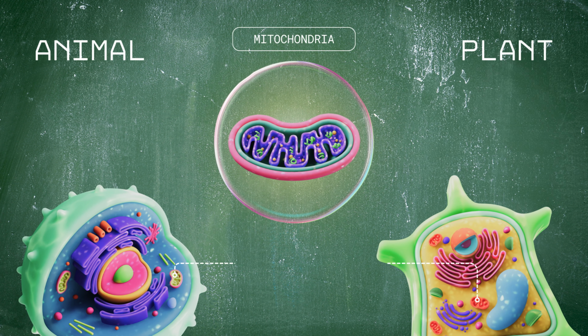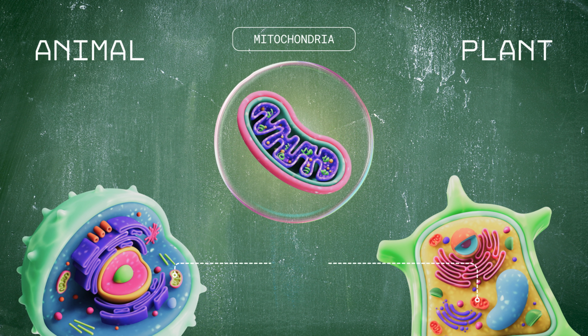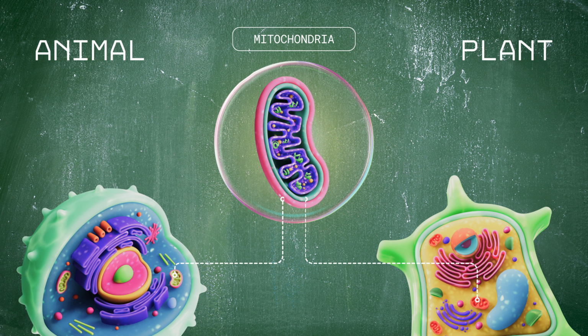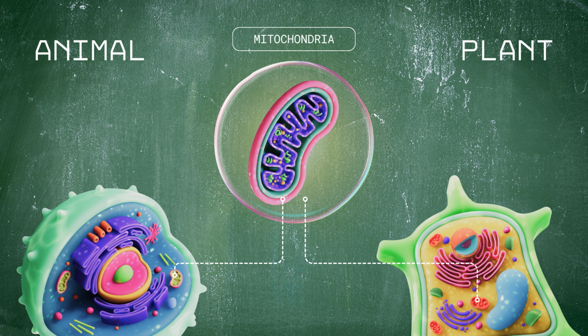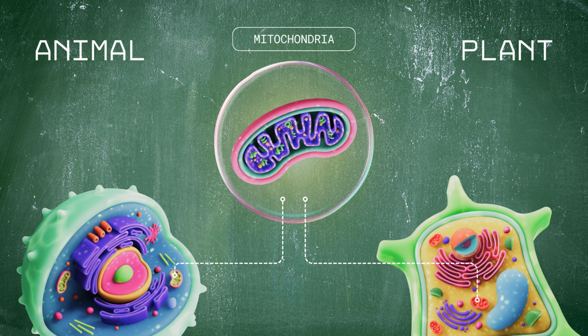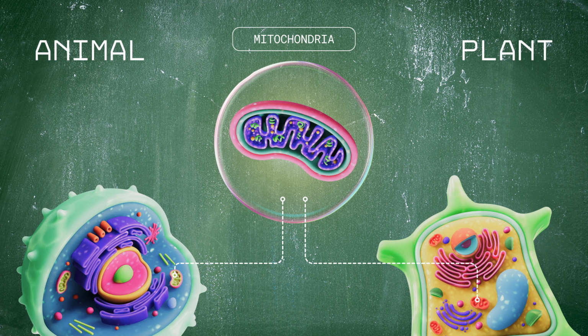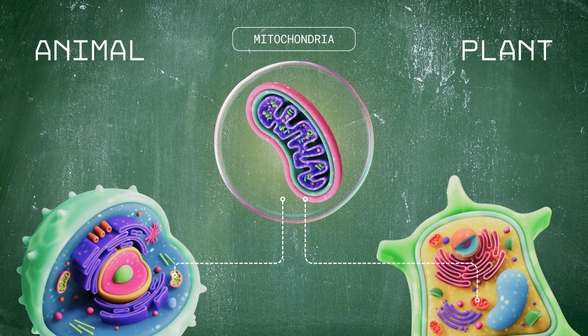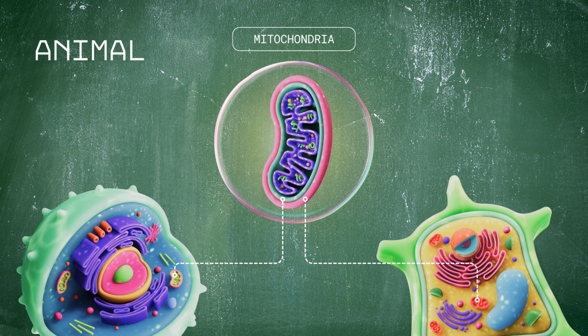Now, just like every city needs power plants, cells too need energy, and that comes from the mitochondria. These are the powerhouses of the cell. They take in glucose and break it down to release energy in the form of ATP. Whether in plants or animals, without mitochondria, life wouldn't be possible.